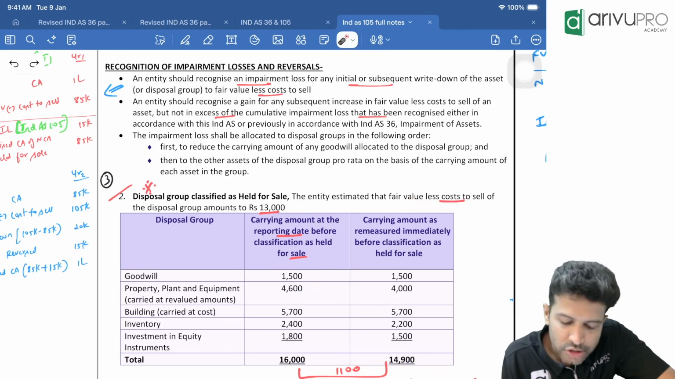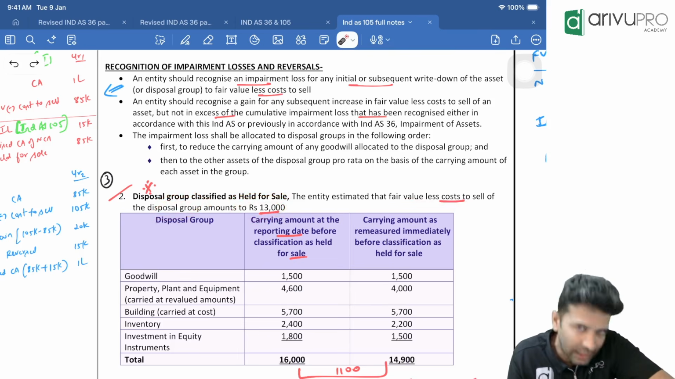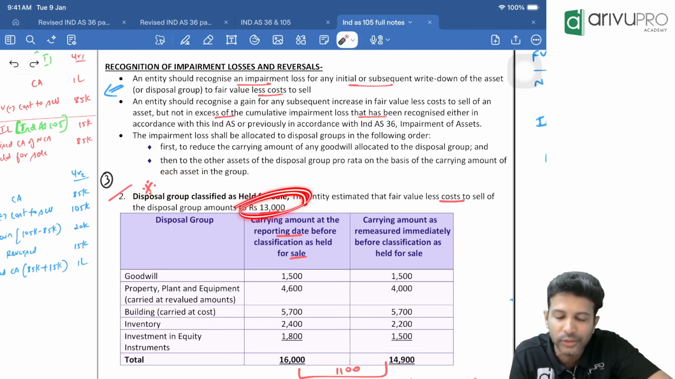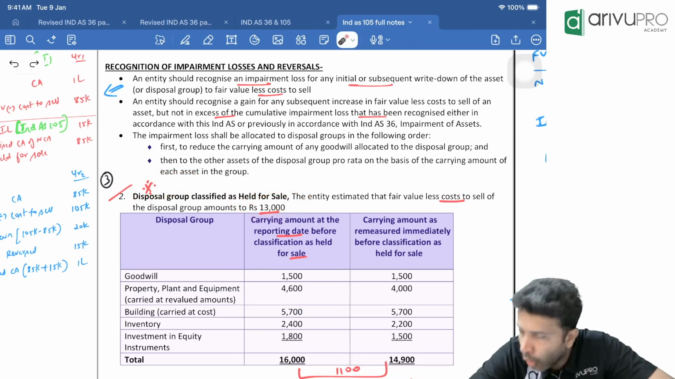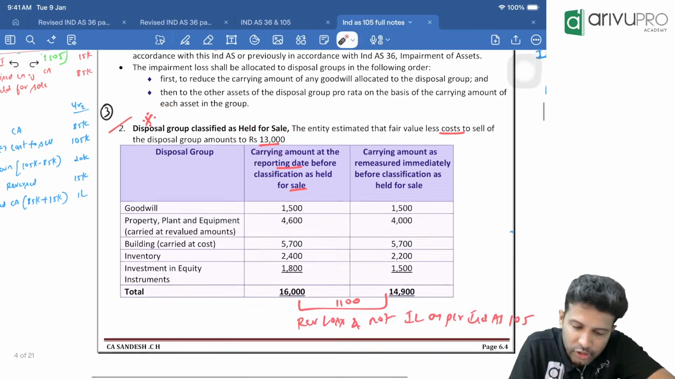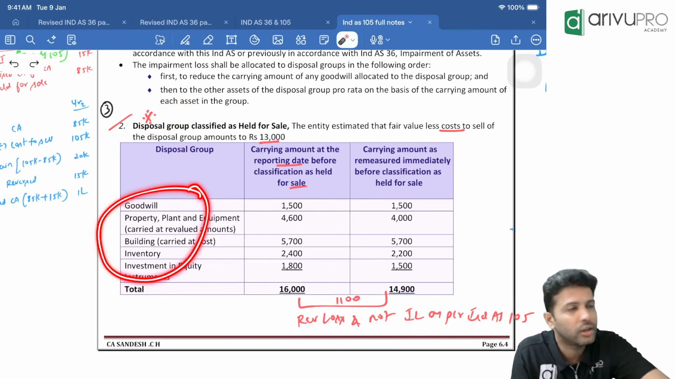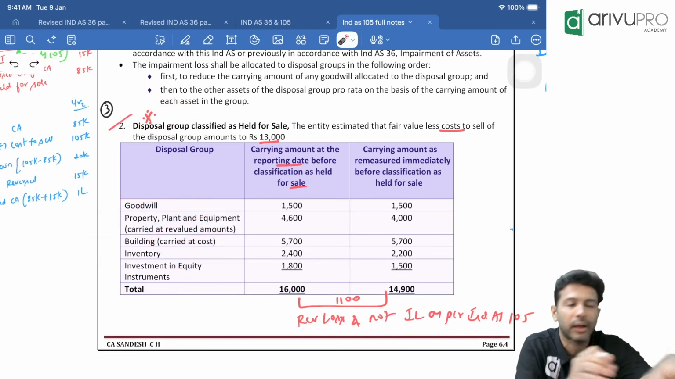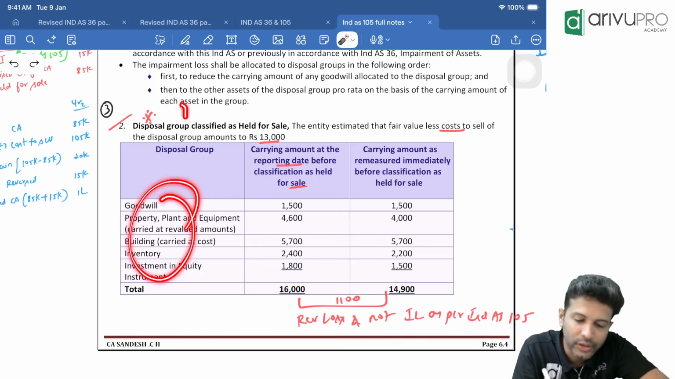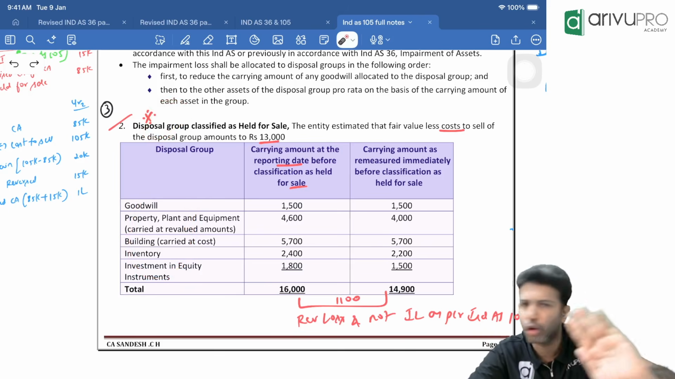Fair value less cost to sell of this disposal group is 13,000. On the day you classified it as held for sale, that group's, not one asset's, that disposal group's fair value, or rather fair value less cost to sell, is 13,000. Then they've given a table. This disposal group has all these assets: goodwill, PPE, building or inventory, investments and so on. All this put together is one group of assets. There's no liability. Sometimes you can have liabilities also, no problem.